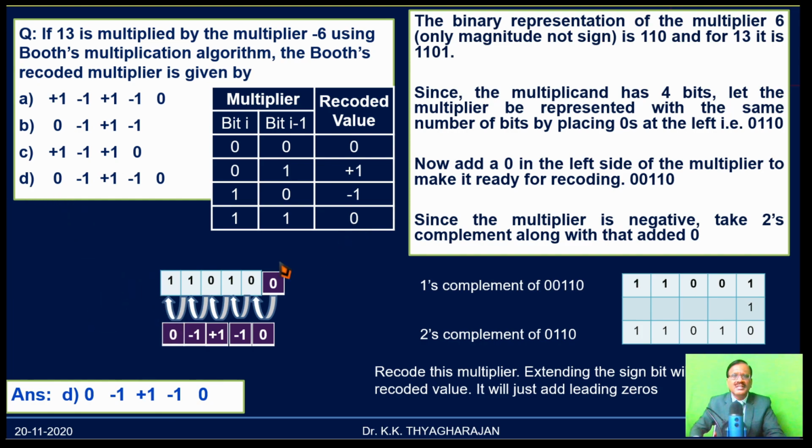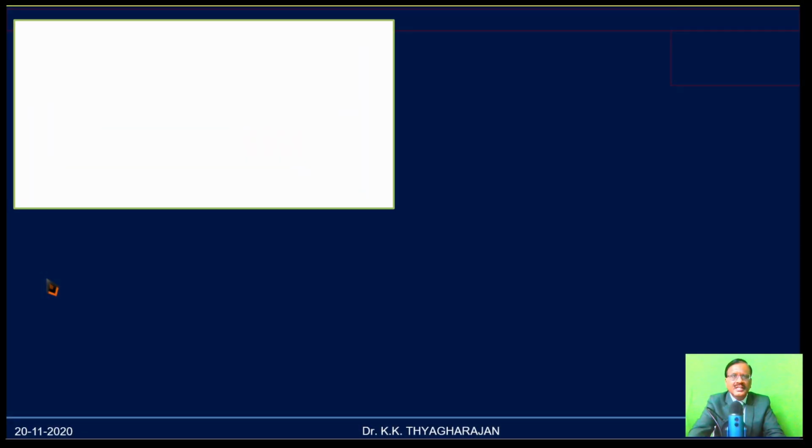So the correct answer is 0 minus 1 plus 1 minus 1 0. So this is the correct answer. D is the correct answer. Now let us see another question.